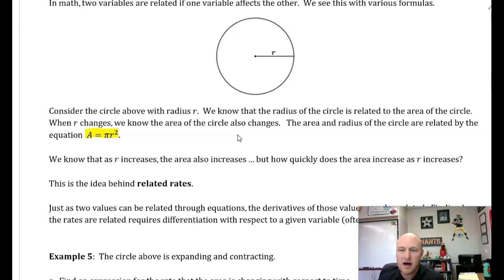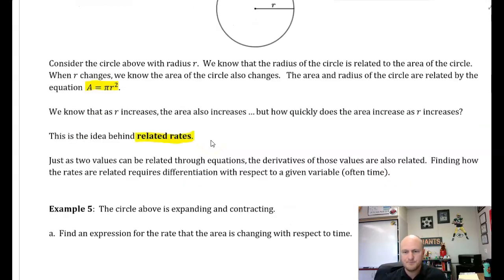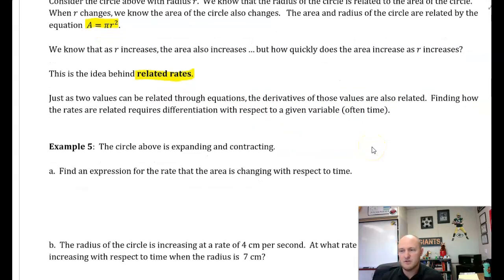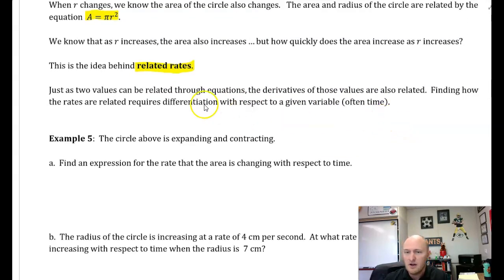Area is equal to pi r squared. And as r increases, area also increases. But what's the relationship? How are they increasing related to each other? Well, this is the idea behind related rates. Just as two values can be related through equations, the derivatives of those values are also related. Finding how those rates are related requires differentiation with respect to a given variable, and it is often time.